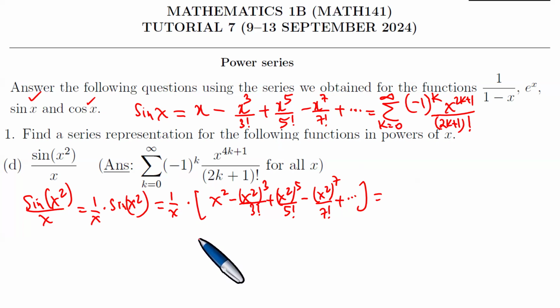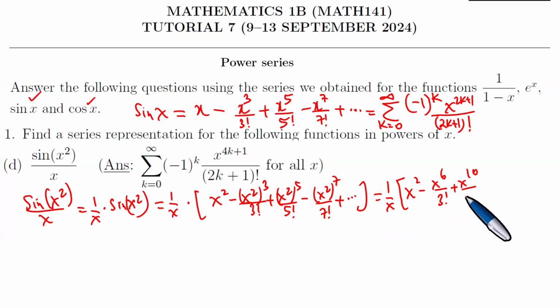And then now you can just multiply everything. So this is 1 over x, and this is x squared. x to the 10th over 5 factorial. x to the 14th over 7 factorial.